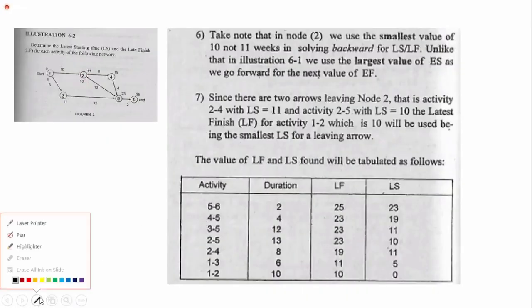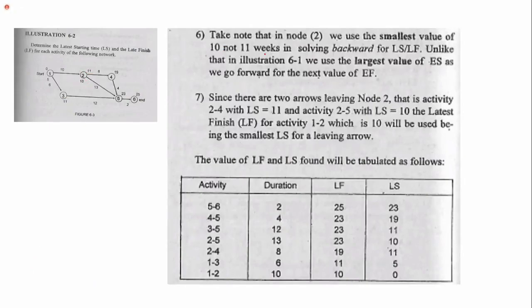So in solving backward for LS or LF, unlike in the forward pass where we use the largest value, since there are two arrows leaving node 2, activity 2 to 4 at 11 and at 10, it is finished for activity 1 to 2, which is 10. So we tabulate the results. We have the activity, the duration, the late finish, and the late start.